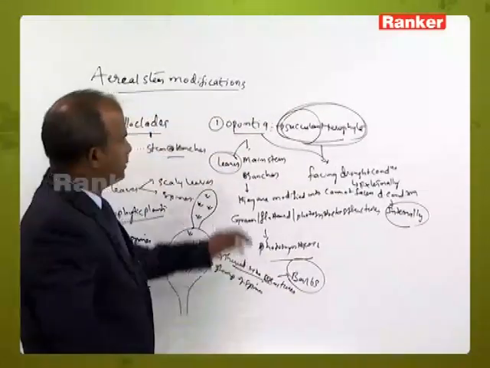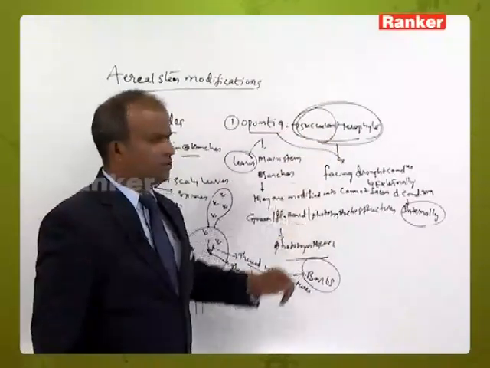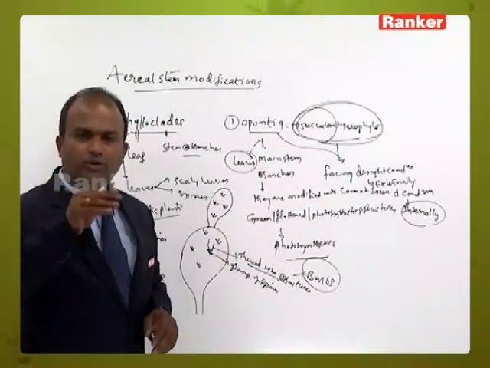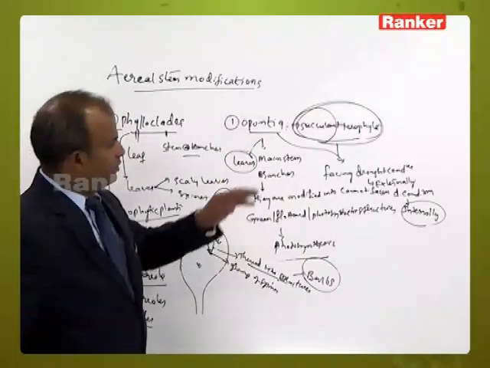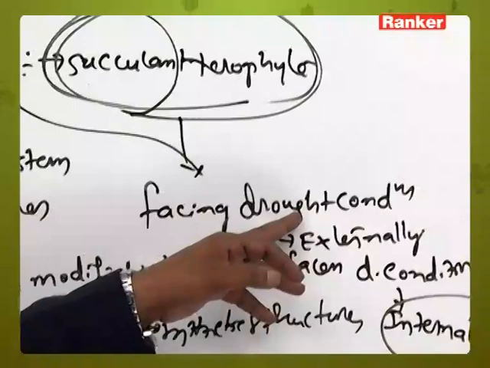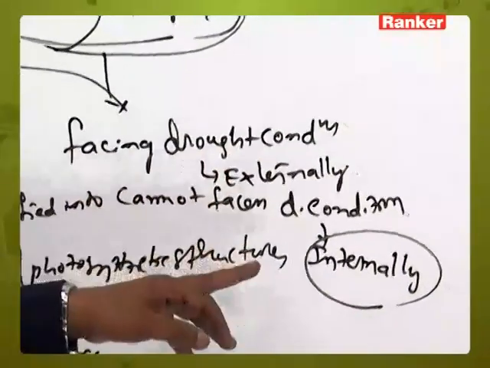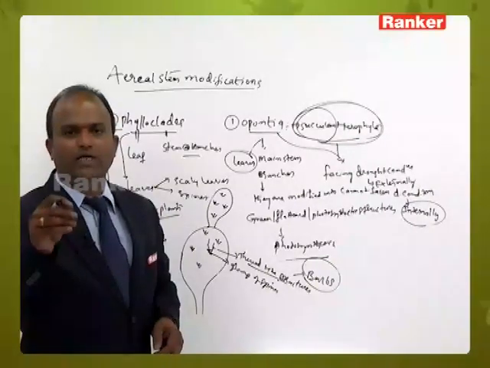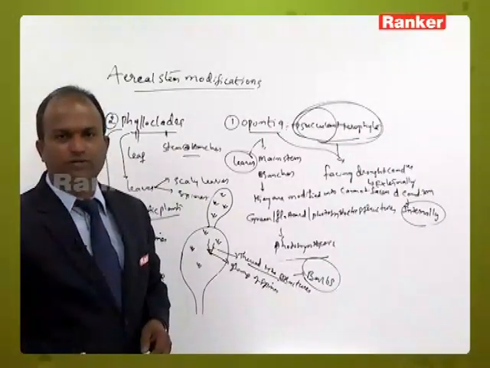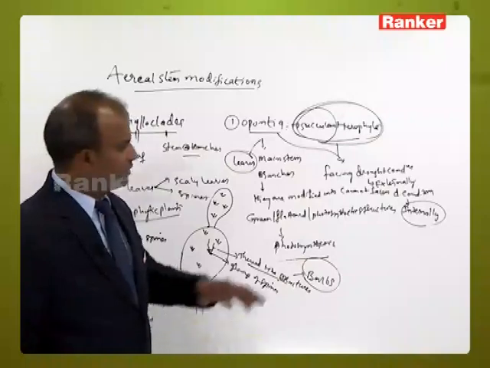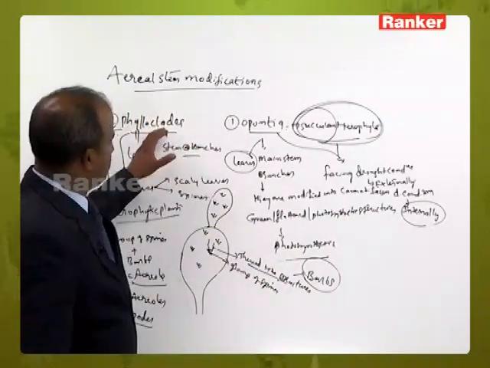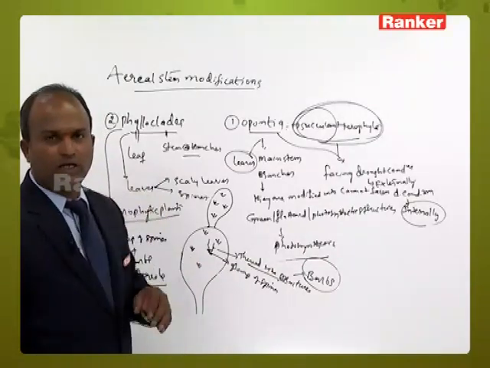So as it is one of the good examples of a succulent xerophyte, in Opuntia water is stored in the form of mucilage, due to which they face drought conditions only externally, but not internally. What is the reason? Here the water is stored in the form of mucilage. This is about the first example belonging to phylloclades.